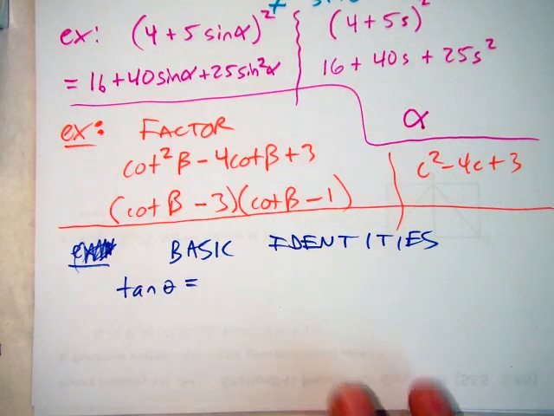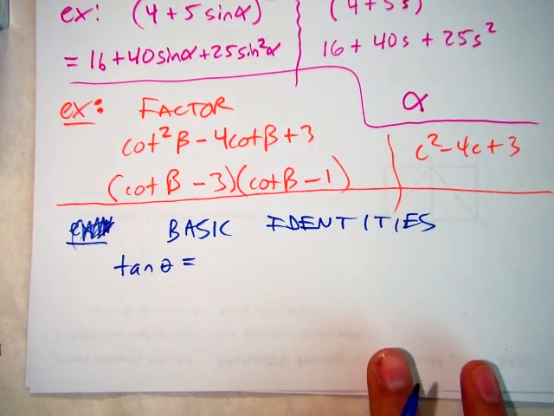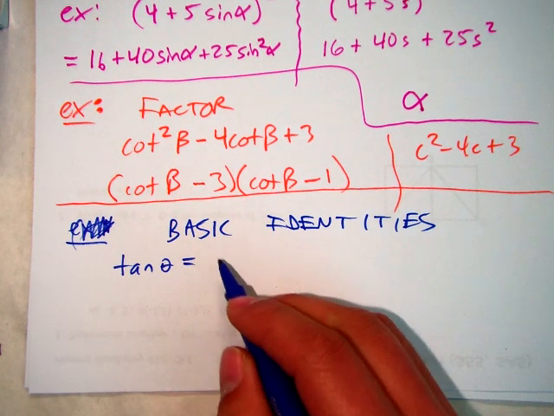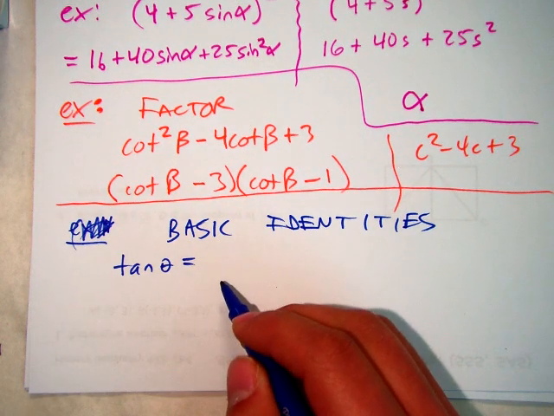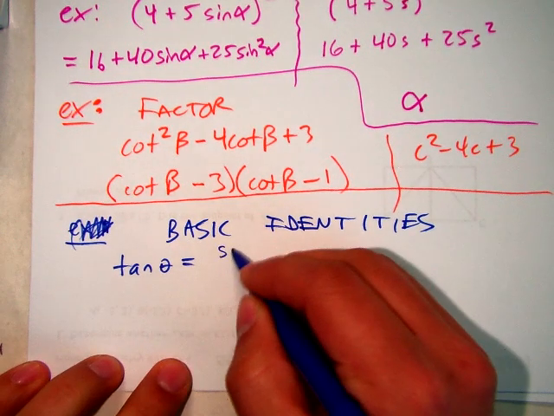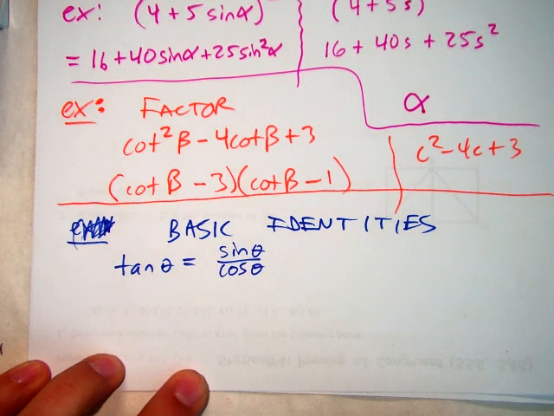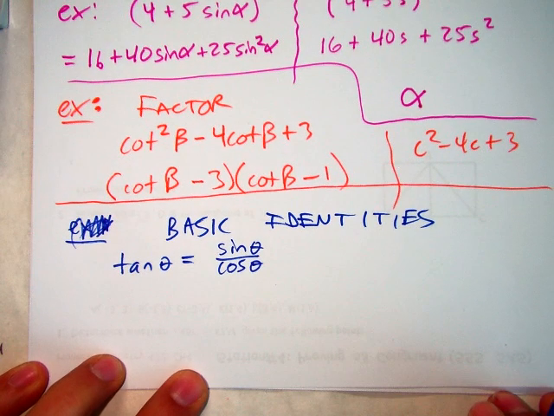Tangent theta. If I asked all of you to tell me with y's and x's what tangent theta is, you would all say y over x. What is y equal to? Sine theta. What is x equal to? Cosine theta. So instead of writing this as y over x, we could write it as sine theta over cosine theta. Very good. So you already know this, right? We did that in geometry.